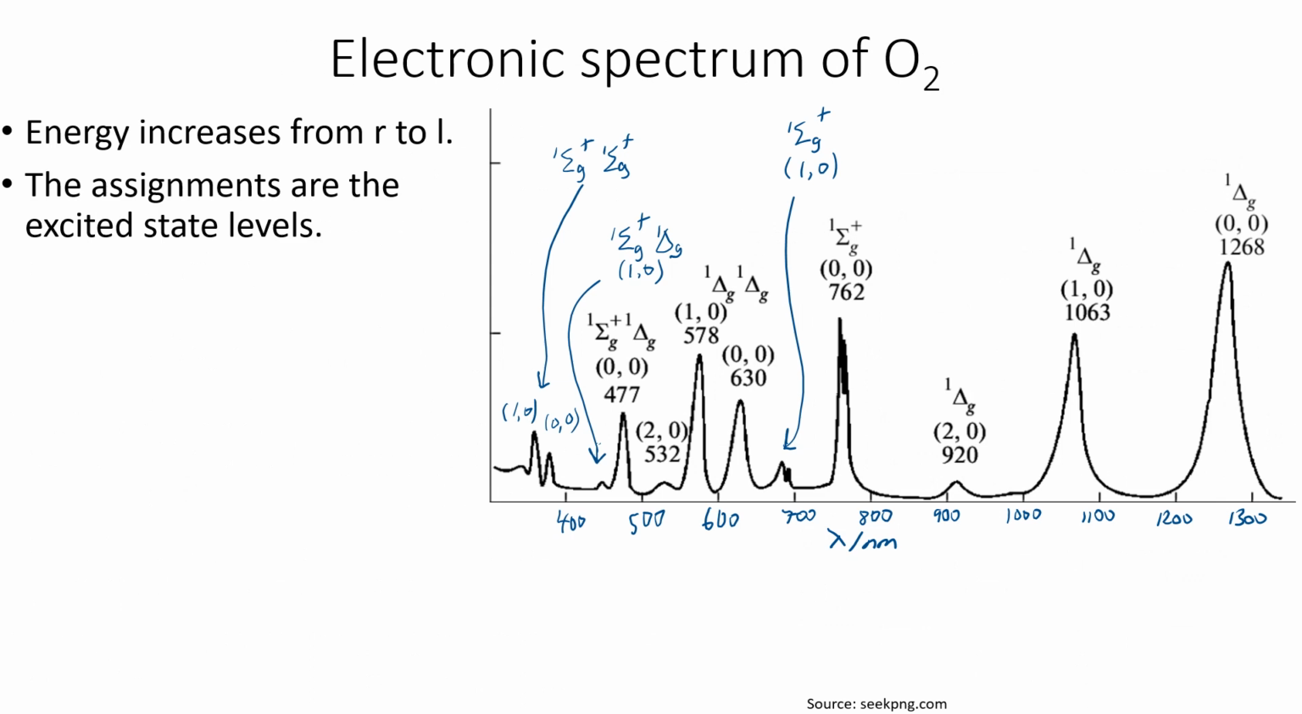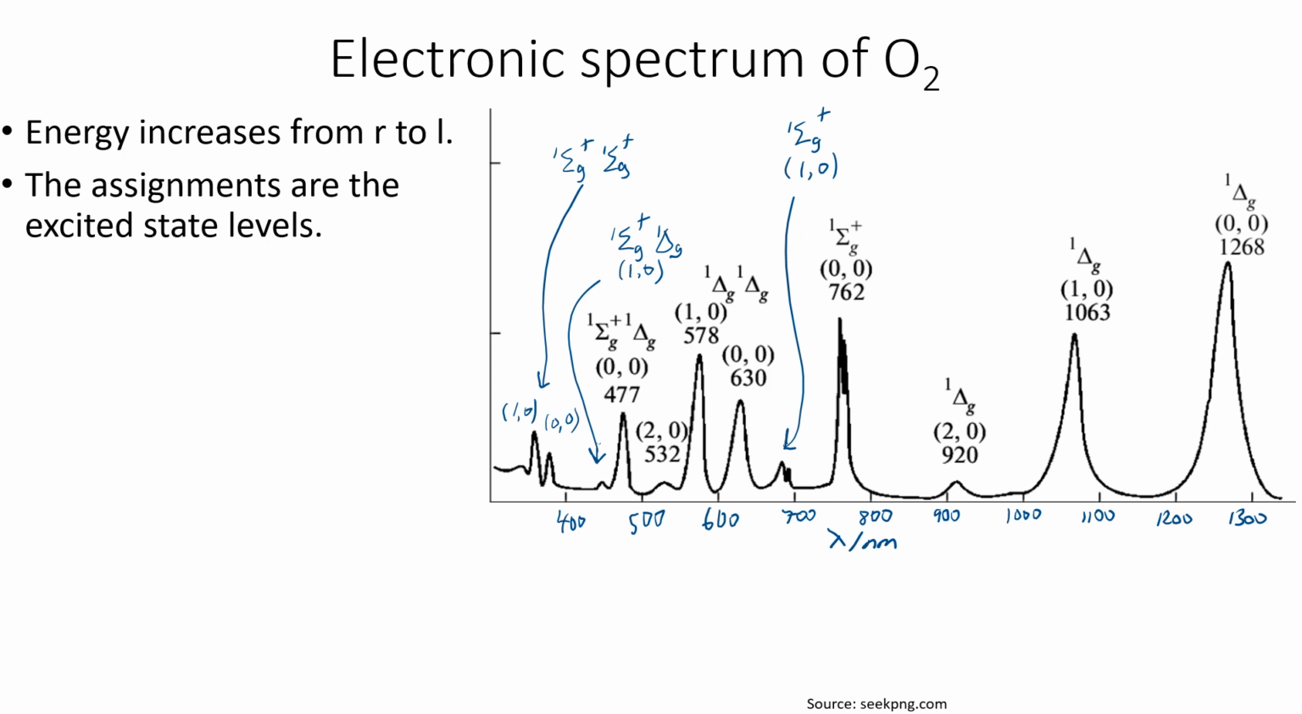And finally now, getting onto the electronic spectrum of oxygen. The previous spectrum we looked at was the photoelectron spectrum. Photoelectron spectroscopy, in a way, is fairly simple because all you're doing is taking an electron out of the molecule altogether.